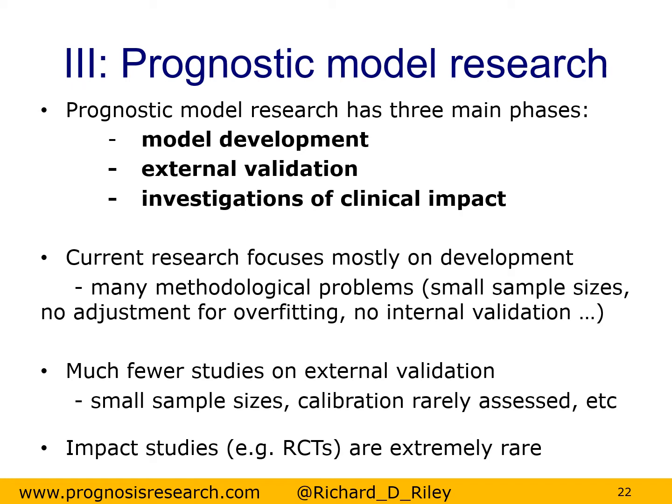Prognostic model research has three main phases. Model development, where we develop the model equation and we minimize overfitting and do some internal validation. Then there's external validation, where we look at the performance of our model in new data, often in a different population or setting to that was used to develop the model. And then the third one is to investigate the impact. So if we use the model in practice, is it likely to lead to better outcomes than if we didn't use it?